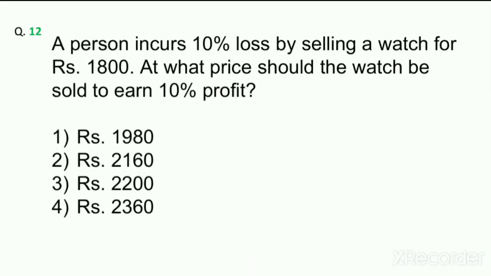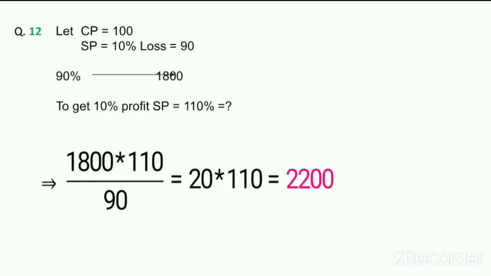Next question, a person incurs 10% loss by selling a watch for 1800. At what price should the watch be sold to earn 10% profit? So here cost price means 100, then selling price with 10% loss is 90. So 90% means 1800. Then we have to find the 110%. So simply 2200.